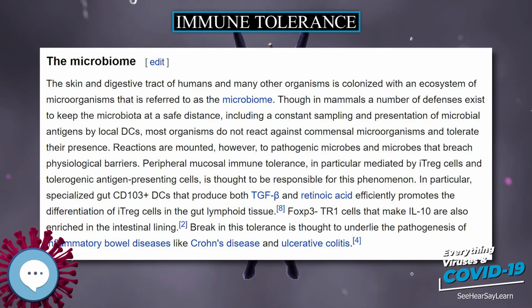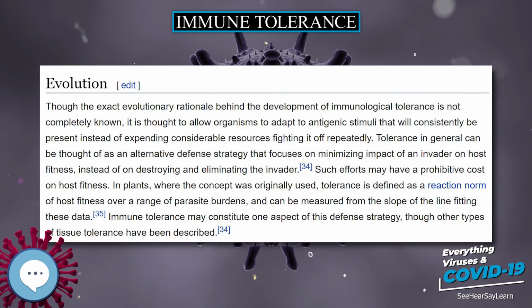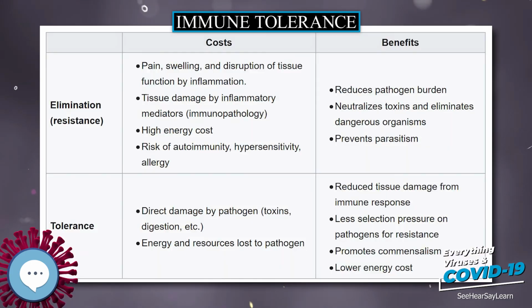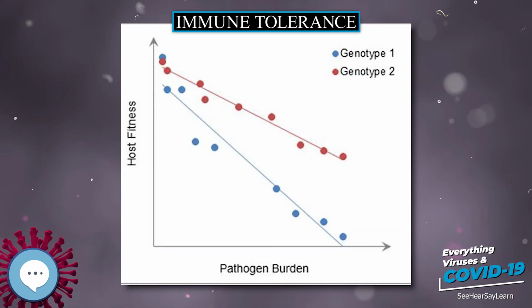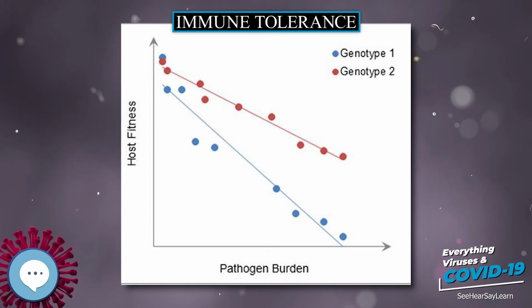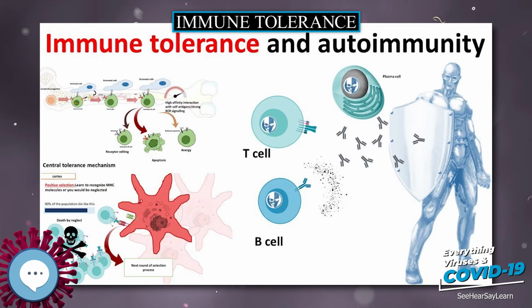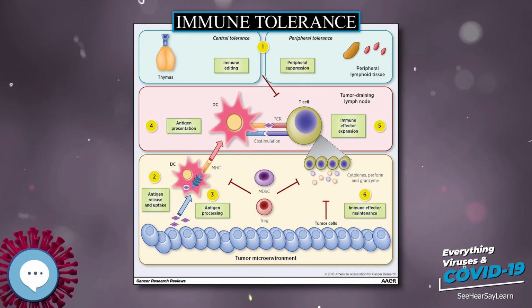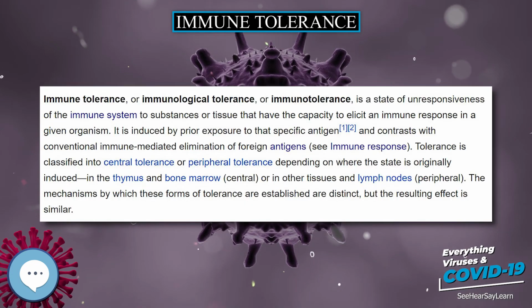The microbiome. The skin and digestive tract of humans and many other organisms is colonized with an ecosystem of microorganisms that is referred to as the microbiome. Though in mammals a number of defenses exist to keep the microbiota at a safe distance, including a constant sampling and presentation of microbial antigens by local DCs, most organisms do not react against commensal microorganisms and tolerate their presence. Reactions are mounted, however, to pathogenic microbes and microbes that breach physiological barriers.